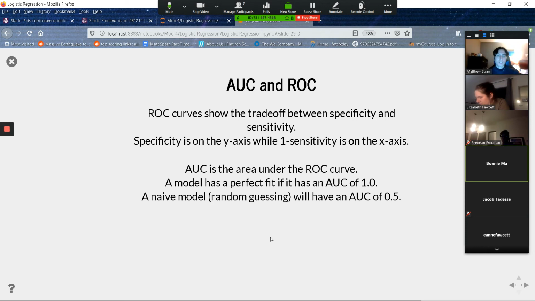So if a model is basically perfect at predicting everything, it will have an area under the curve of 1, and you'll see why in a second. Whereas a model that's just guessing randomly between 1 or 2 options, it will have an AUC of 0.5, or 50% basically.